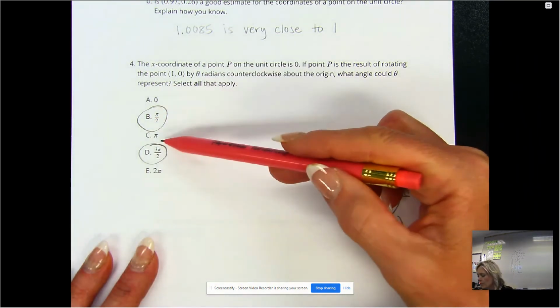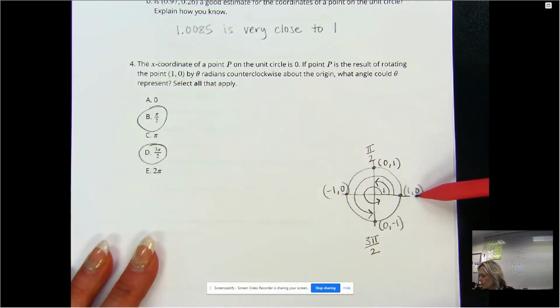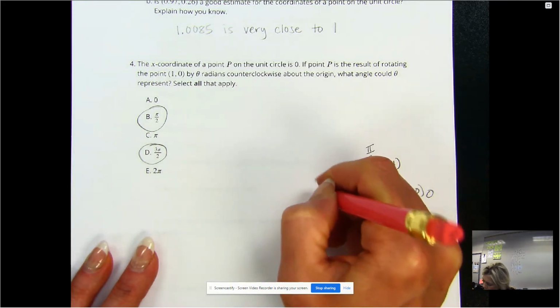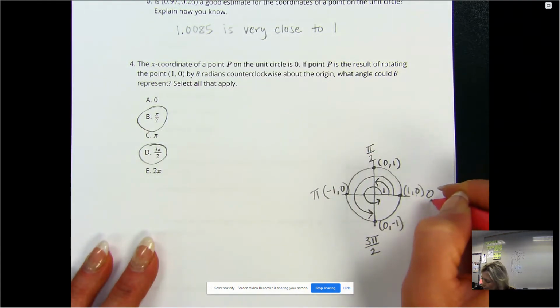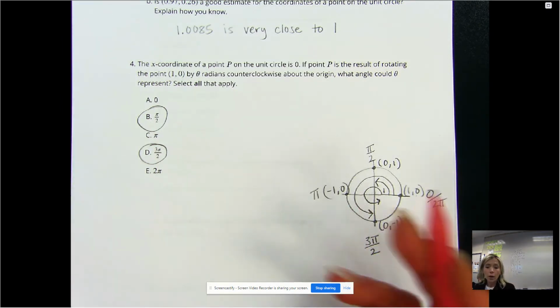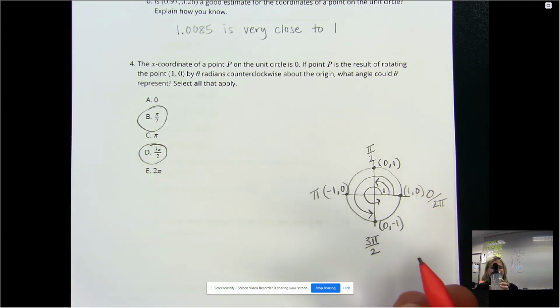For the ones that we didn't circle, for 0, which would be here, for pi, which would be here, and for 2 pi, which is the same place over here, it does have a coordinate of 0, but it's not an x coordinate, it's a y coordinate, so that's why we didn't circle those. All right, number 5.